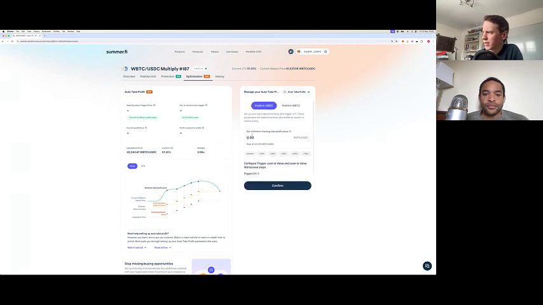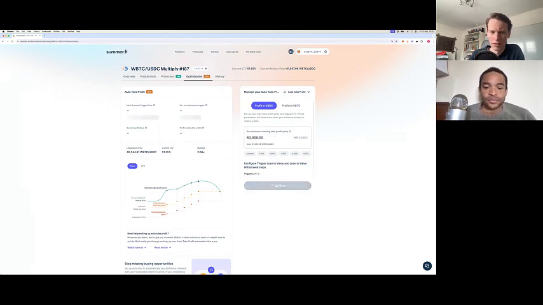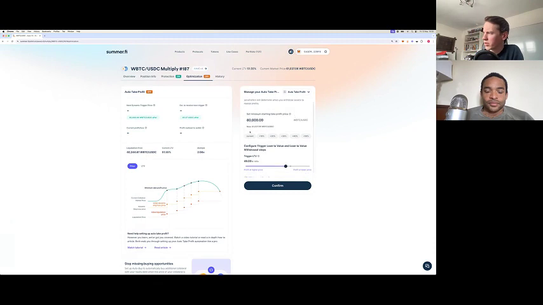And then you need to say the minimum starting price to take profit. So let's say I want to start taking profits at 80,000 Wrapped Bitcoin per USDC. You can also use these buttons to easily put it in the right place for you. Then you need to configure your trigger loan to value and the loan to value withdrawal steps.